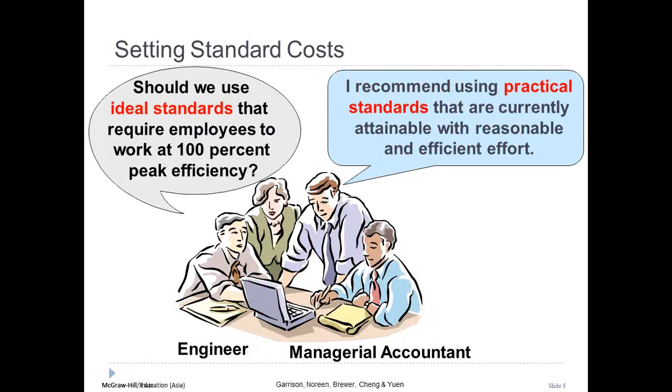Standards tend to fall into one of two categories. Ideal standards can only be attained under the best of circumstances. They allow for no work interruptions, and they require employees to work at 100% peak efficiency all of the time. Practical standards are tight but attainable. They allow for normal machine downtime and employee rest periods, and can be attained through reasonable, highly efficient efforts of the average worker. Practical standards can also be used for forecasting cash flows and in planning inventory.